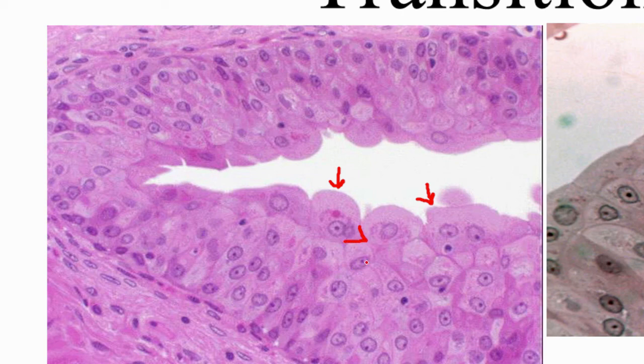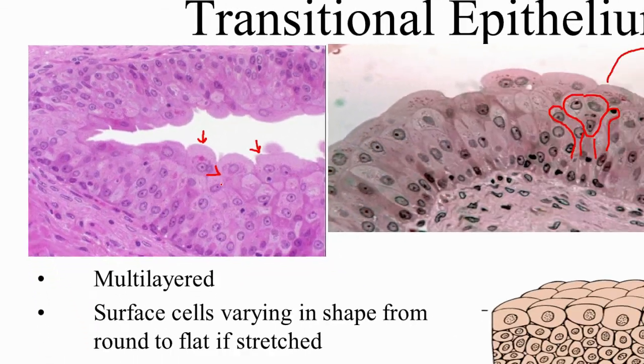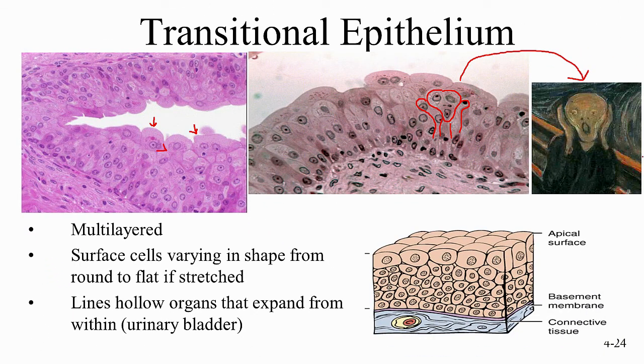Anyway, it's going to, again, line the urinary bladder and the ureter. And these top cells, these surface cells, are going to flatten out as the bladder expands.